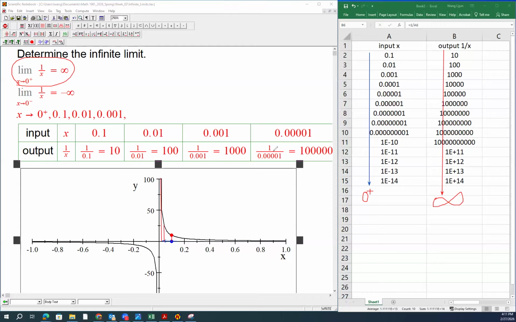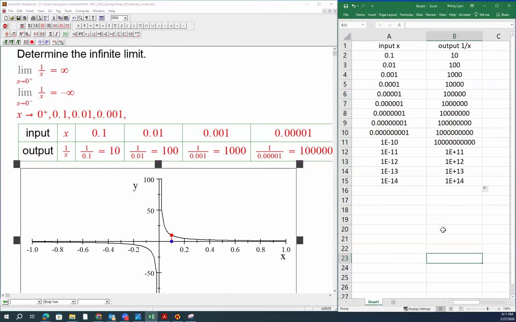So the negative case is similar. When we approach zero from smaller than zero, let me show you that. I'm going to clean this up, and we're going to show how we get as close as possible to zero, right? So we can start with 0.1, but this time it is negative. And for the output, we still follow the same formula. Oops, sorry.